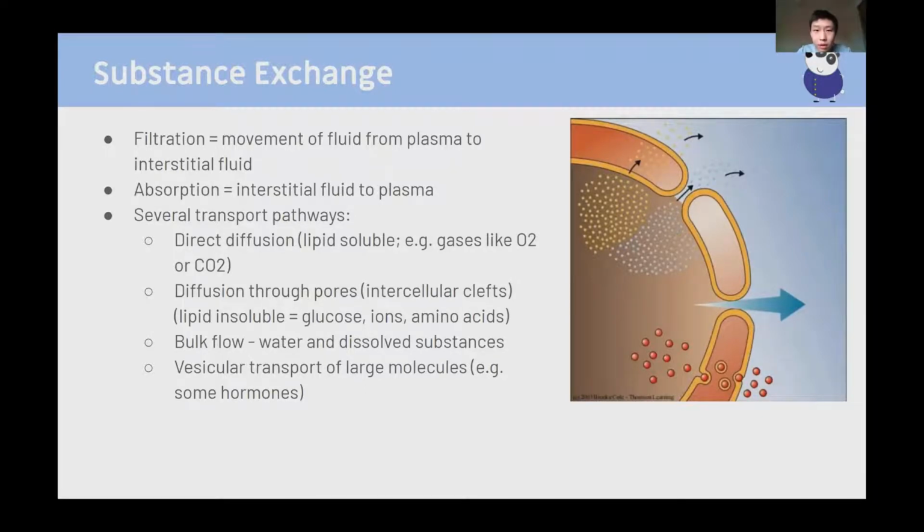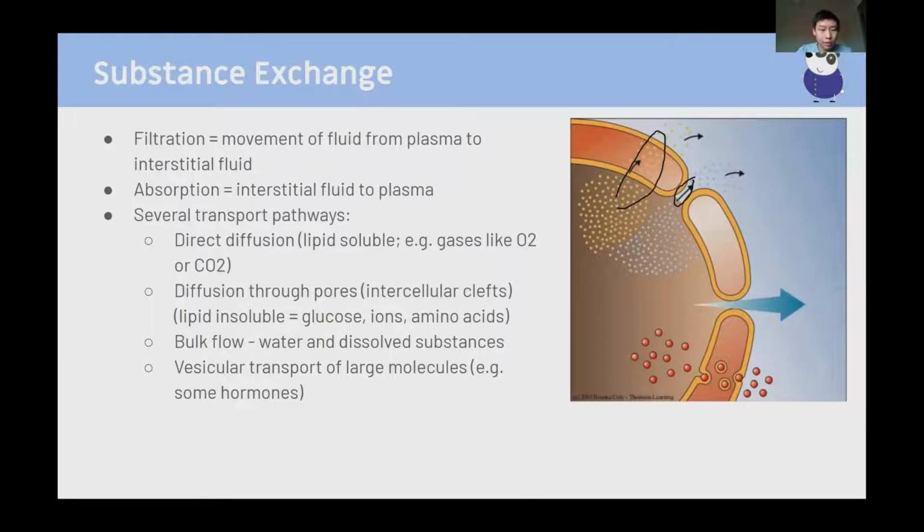Let me see if I can annotate. So that's referring to this pathway. And that's where you have something that's lipid soluble. So gases like oxygen or CO2 can just directly diffuse through the endothelial cells of the capillaries. And you also have little pores between your cells. And so you can also have diffusion through these pores, which are called intercellular clefts. Not the most important thing to know, but yeah. And this would be for something that's lipid insoluble, so something like glucose, ions, amino acids that are polar and can't go through your cells.